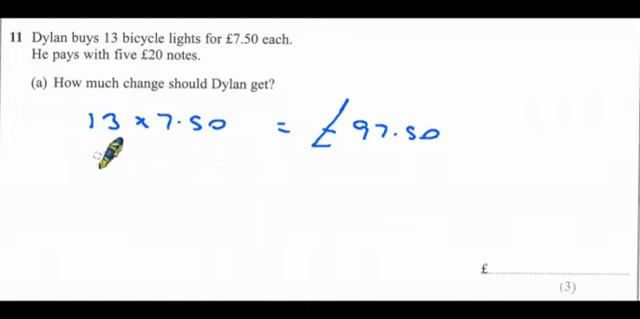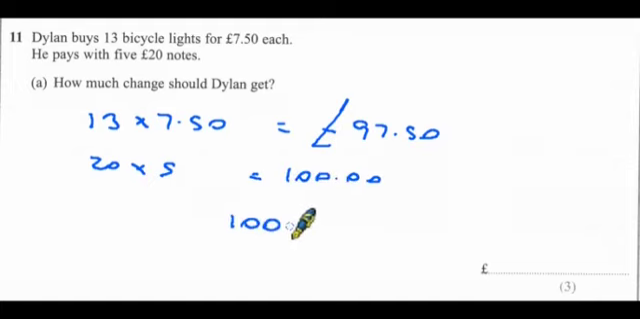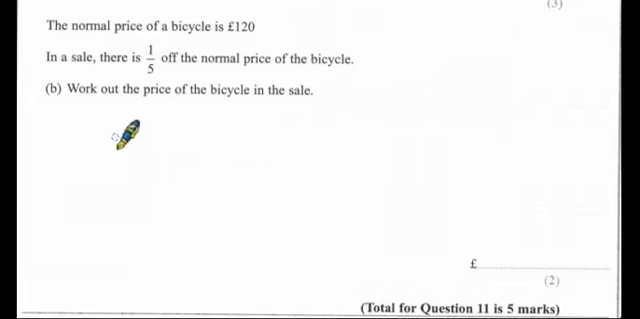£97.50. £20 notes times 5 means he is paying with £100, so the next part is the 100 minus the cost of £97.50, and the answer is £2.50. And part B is about a bicycle.